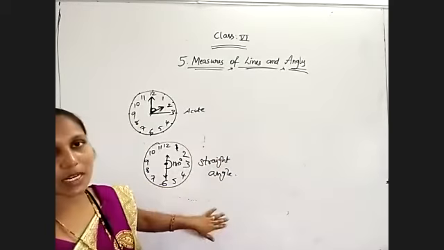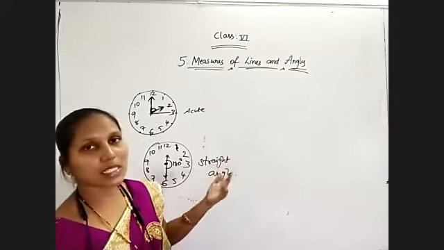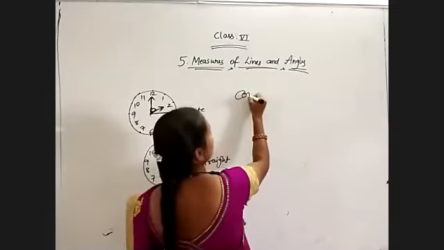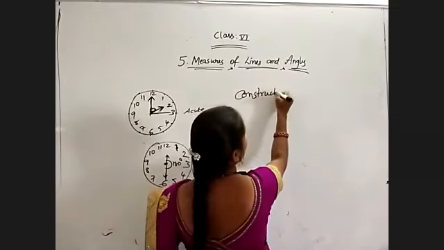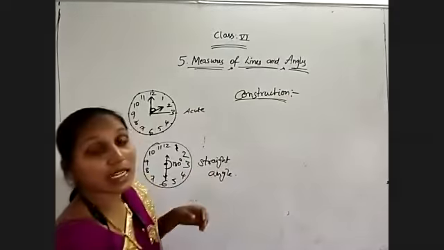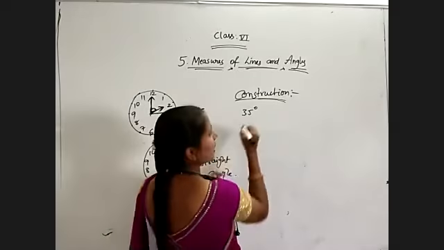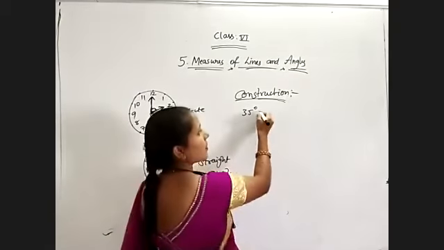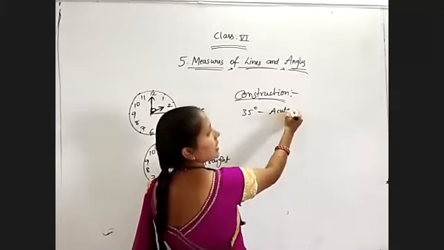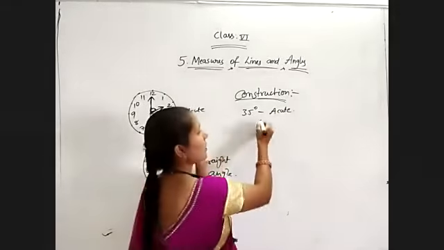Just now I have explained how to measure the angles. Now we will see how to construct the angles. Construction of angles using a protractor. And here units of angles are degrees. We will see. Suppose I have given 35 degrees. 35 degrees is which type of angle? Acute angle, lesser than 90 degrees. Now, I want to construct 35 degrees by using the protractor.